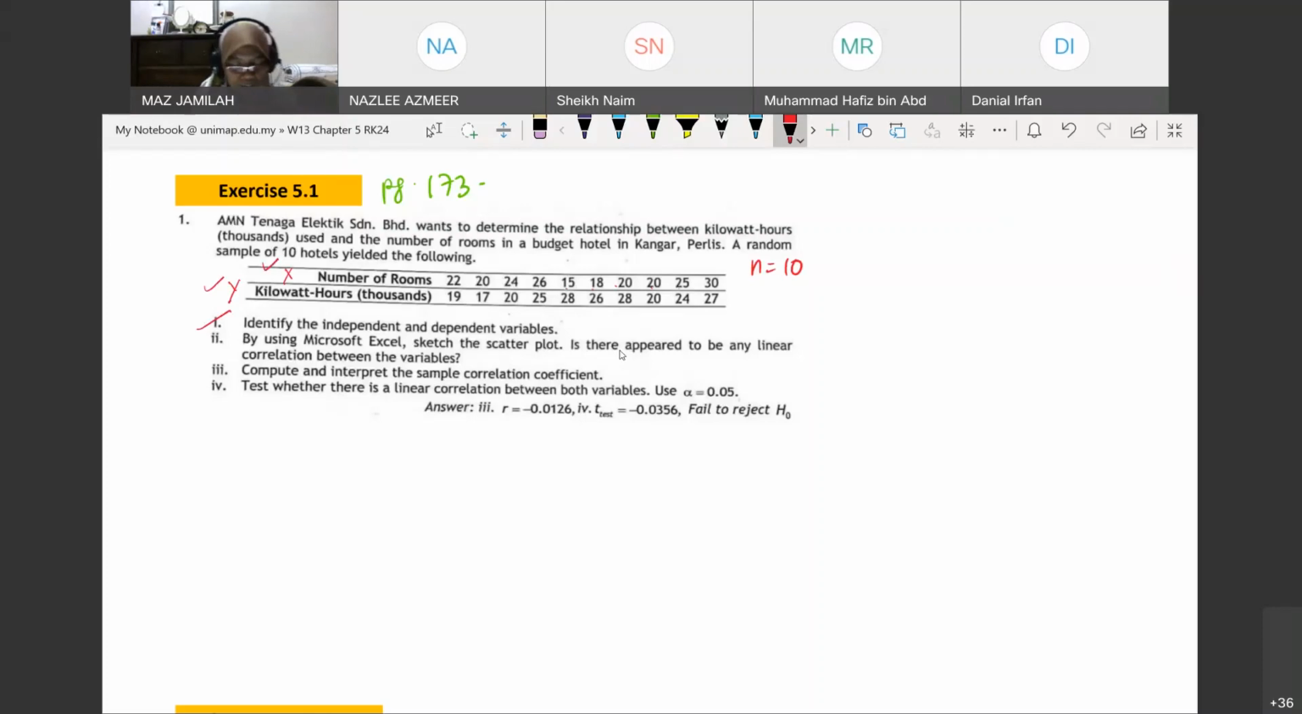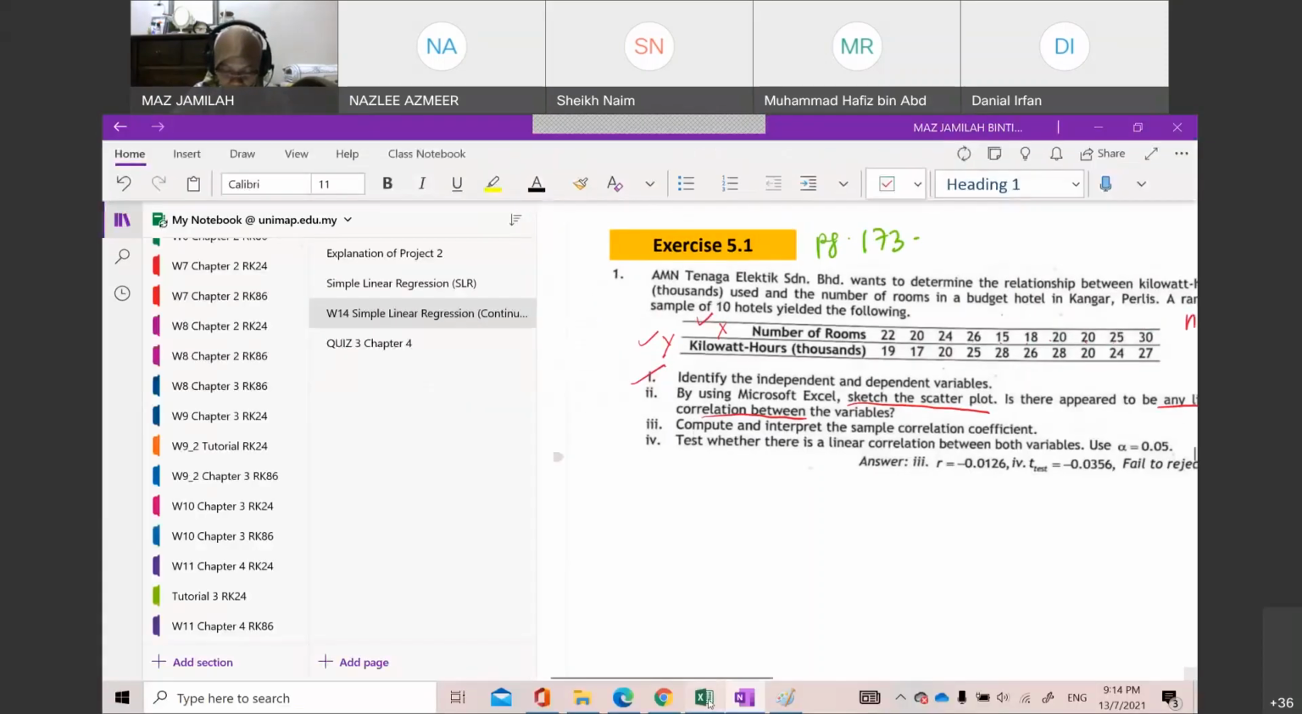Done with number one. By using Excel, sketch the scatter plot. Does there appear to be any linear correlation between the variables? Now you're talking about the scatter plot this time. So from the scatter plot, is there any linear correlation between number of rooms and kilowatt hours? Let's see how Excel gives us the scatter plot.